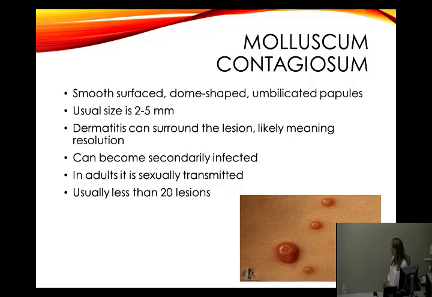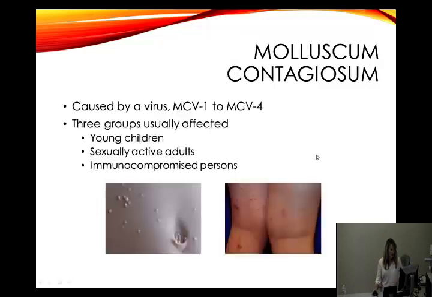If you do think there's a possibility of infection, take a bacterial culture and see what's going on there. So in adults, we see this because it is sexually transmitted. We can see them on the inner thighs, mons pubis, scrotum, and even on the penis. People typically have less than 20 lesions at a time unless they are immunocompromised.